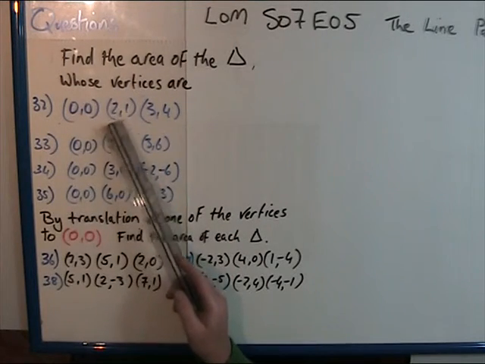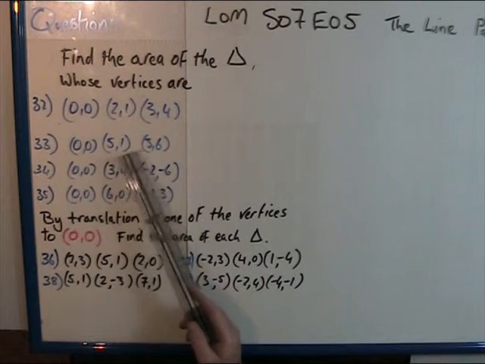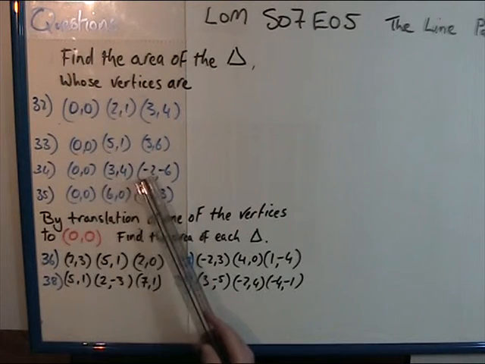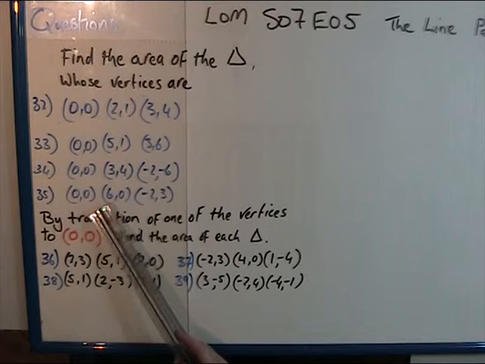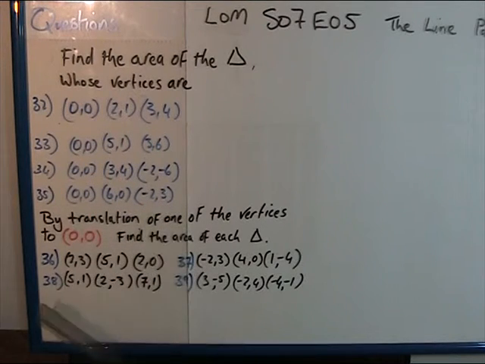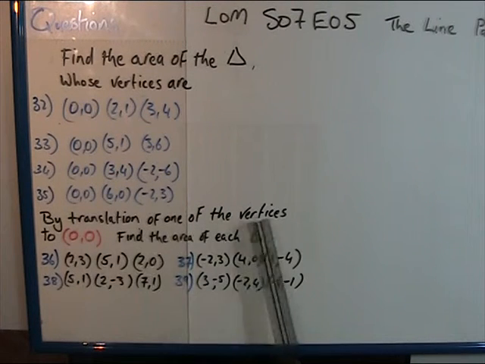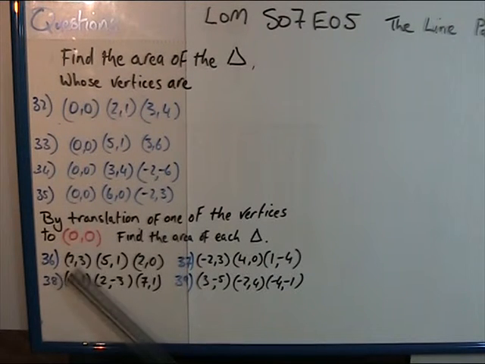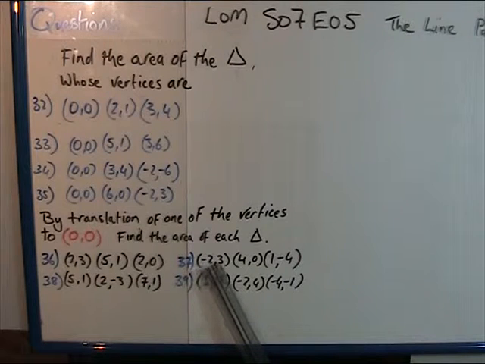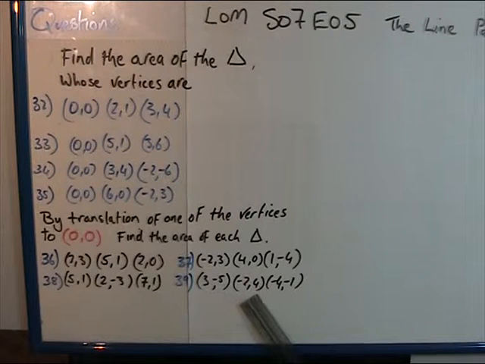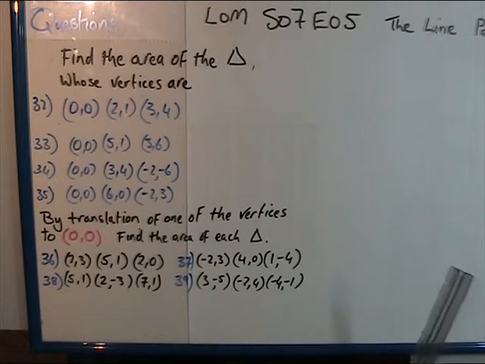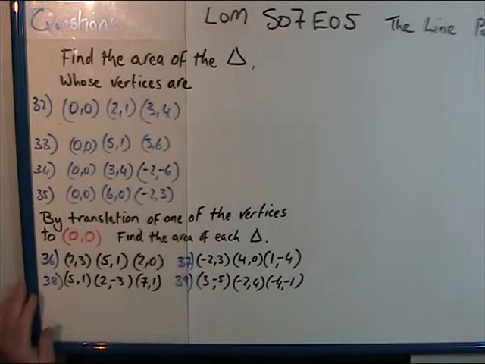This 2, 1, 3, 4, 5, 1, 3, 6, 3, 4, minus 2, minus 6, 6, 0, minus 2, 3. Now I squashed this up so much here. This is by translation of one of the vertices to 0, 0. So you've got 2, 3, 5, 1, 2, 0, 5, 1, 2, minus 3, 7, 1. Over here you've got minus 2, 3, 4, 0, 1, minus 4, 3, minus 5, minus 2, 4, minus 4, minus 1. Now that's all for the people who say they can't read the questions.